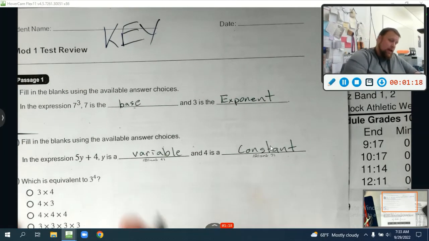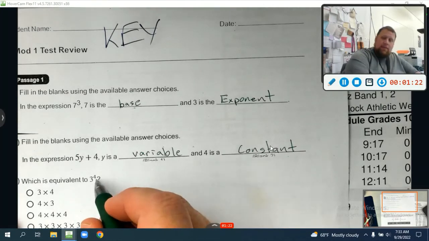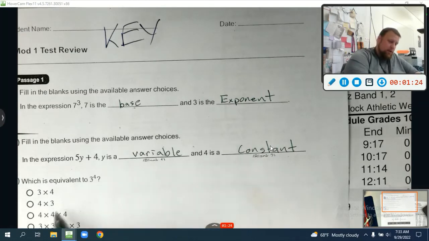Just know that. Which is equivalent to 3 to the fourth power? Well, what does that mean? That means 3 times itself 4 times. And the only one that is 3 times 3 times 3 times 3. Boom.